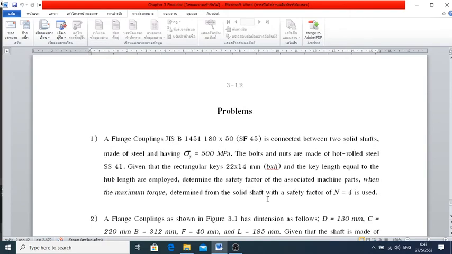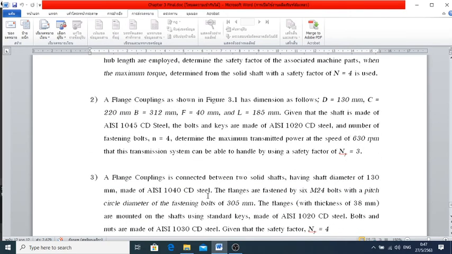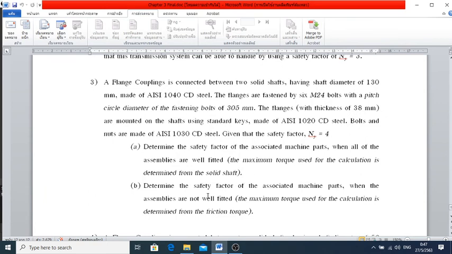I have the problem set of 1, 2 and 3. Let's see, for problem set number 3 here: the flange coupling is connected between two solid shafts having a diameter of 130 millimeters. First things first, I have put this kind of problem in the exam before.